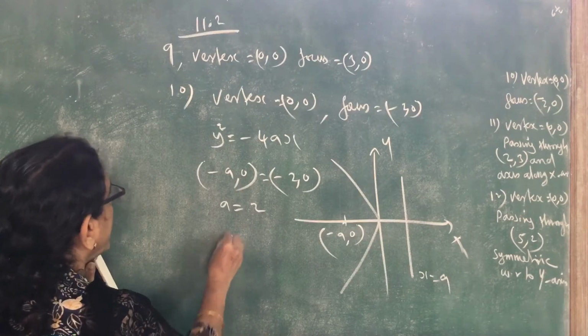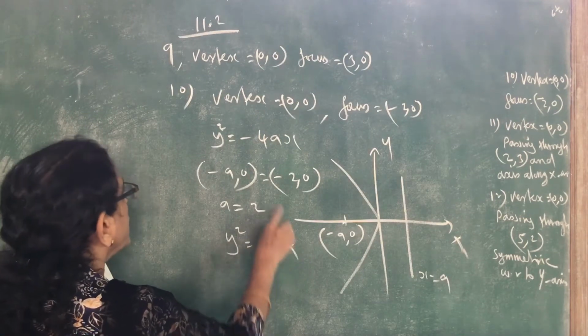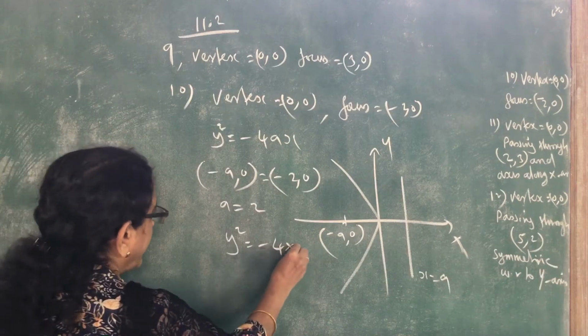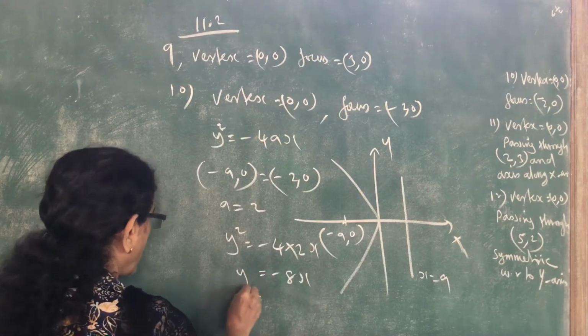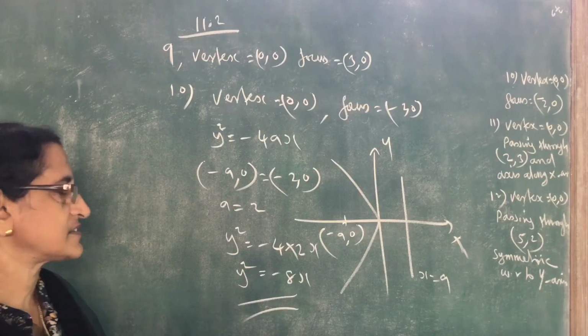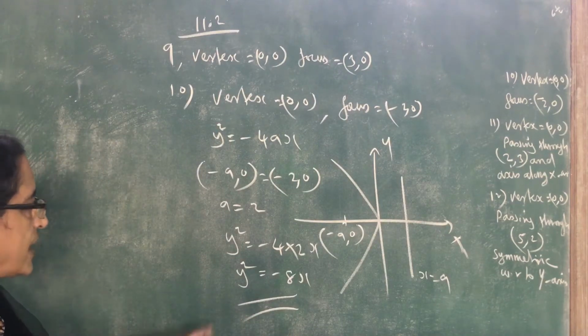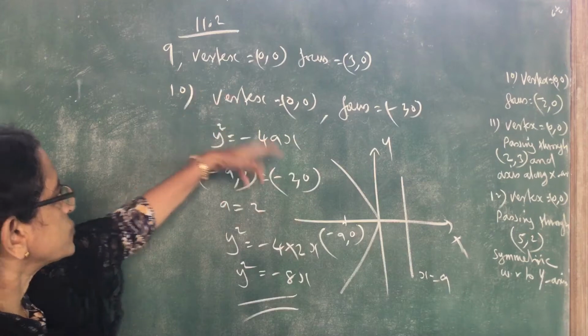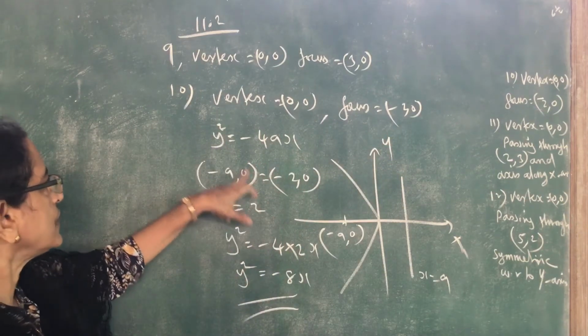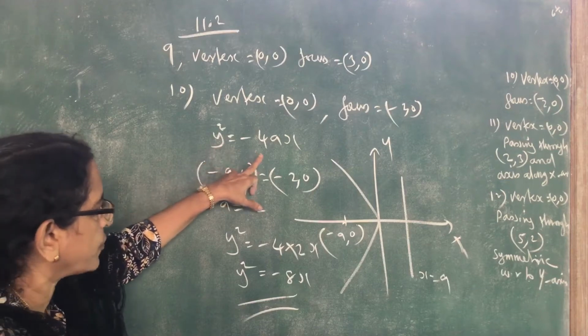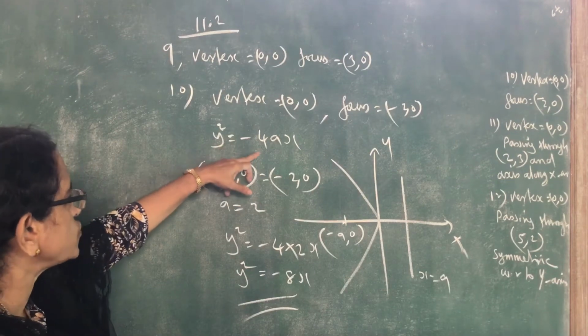That is y square equal to minus 4 into a, a is 2, minus 4 into 2 into x. That is minus 8x. So the equation of the parabola is y square equal to minus 8x. Focus minus a, 0, so a equal to 2. Therefore the equation y square equal to minus 4ax, minus 4 into 2, minus 8x.